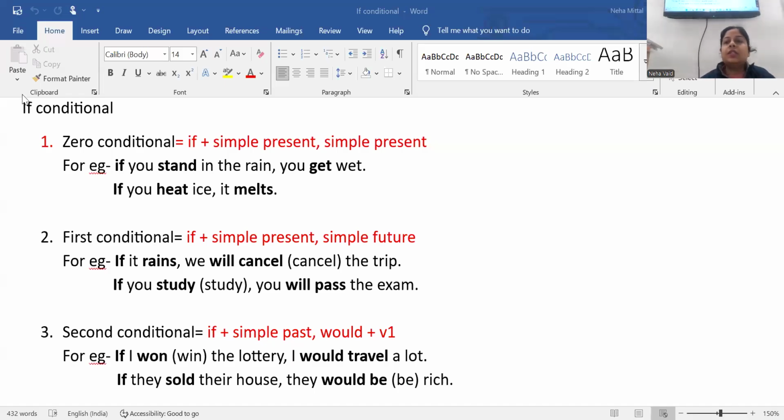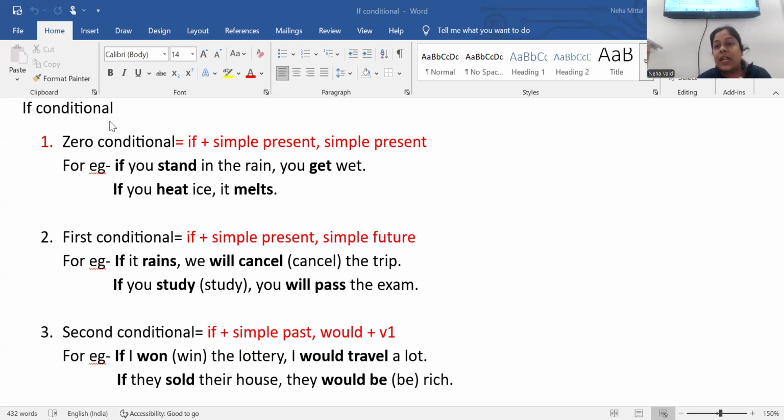So class, today's topic is if conditionals. This is a part of your tenses, but generally it is mentioned only till class 8. From class 8 onwards it will come directly as a part of your tenses. So what are if conditionals? If conditional means when you are saying something which is imaginary, conditional, based on a condition.